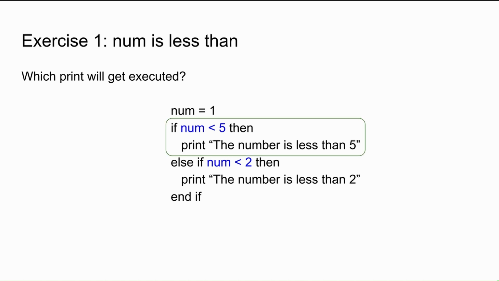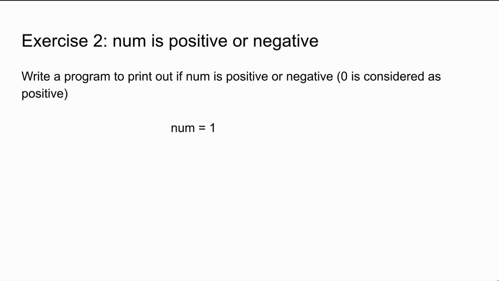Okay, so this program would print out the number is less than 5, which is inside the initial if. This is because the program will check first if num is less than 5, which is true, since num is equal to 1. Since the condition is true, the block of code inside that if would get executed. In this case, the only thing in that block is the print, so we would print the number is less than 5. After that is printed, the code would jump directly to the end if without checking the else if case.